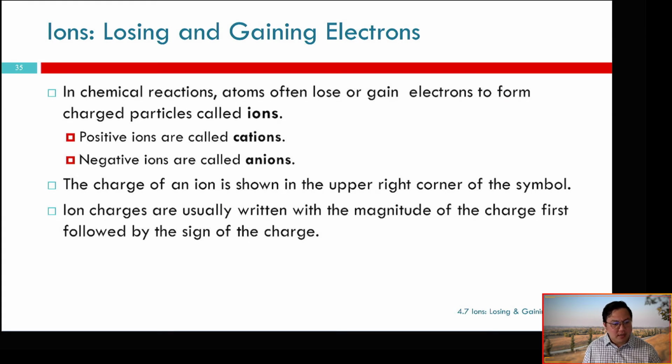The charge of the ion is shown in the upper right corner of the symbol. So we would write something like calcium 2 plus. We usually write it with the magnitude first and then the charge second. You could also have a single charge, like chlorine 1 minus. When it's 1 minus, you can write the 1 if it makes you feel better, but you don't have to, it's implied. Or, for another negative example, oxygen 2 minus. So we write the number first and then the charge second.